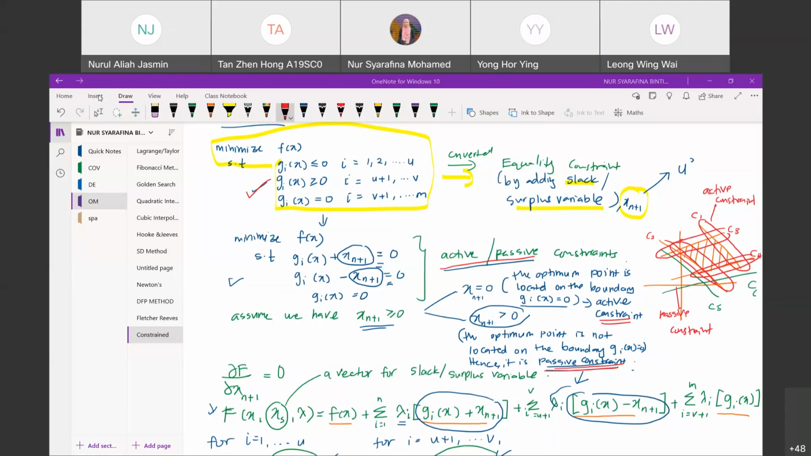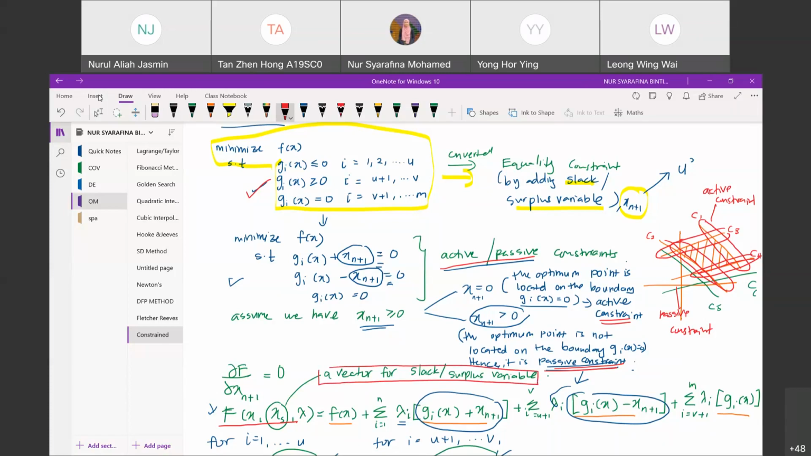Okay, so if it is active, it doesn't matter. We can just identify the constraint and then locate its extremum point. But if it is passive, we have to do some calculation. So if the constraint is passive, we are going to use this Lagrange by introducing xs here, where it is a vector for slack or surplus.